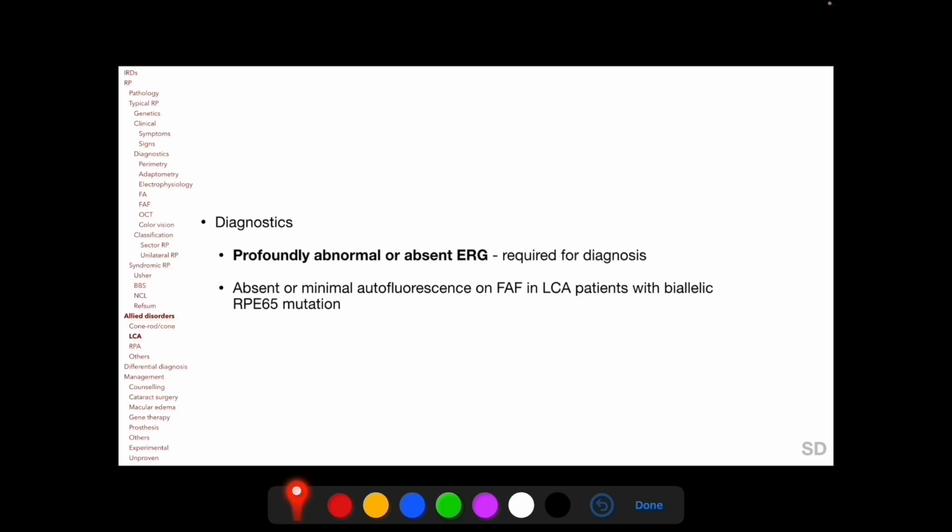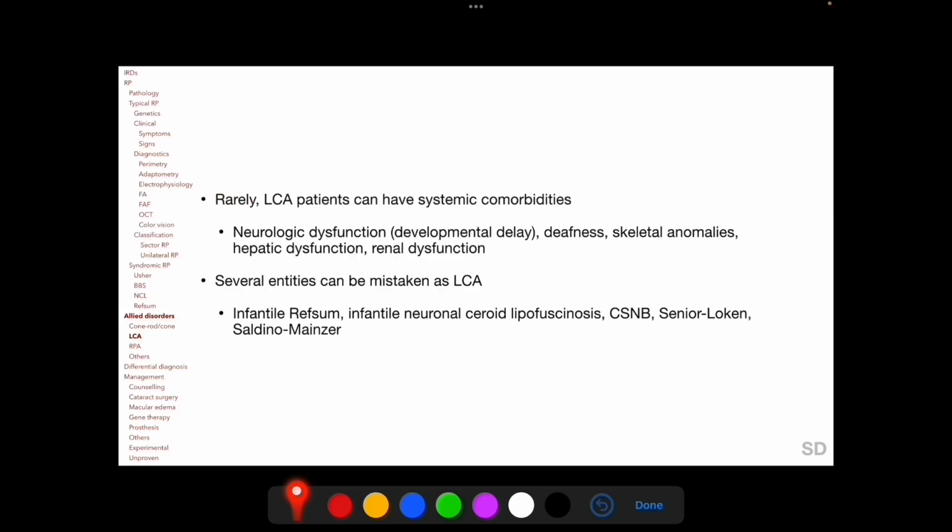A profoundly abnormal or absent ERG response is characteristic of eyes with LCA, and this is required for diagnosis of this condition. Rarely, LCA patients have been described to have systemic comorbidities such as neurologic dysfunction, and as we have mentioned, several entities can be mistaken as Leber congenital amaurosis, such as infantile Refsum and infantile neuronal ceroid lipofuscinosis, which also present with severe visual impairment in infancy but have characteristic systemic manifestations in addition.